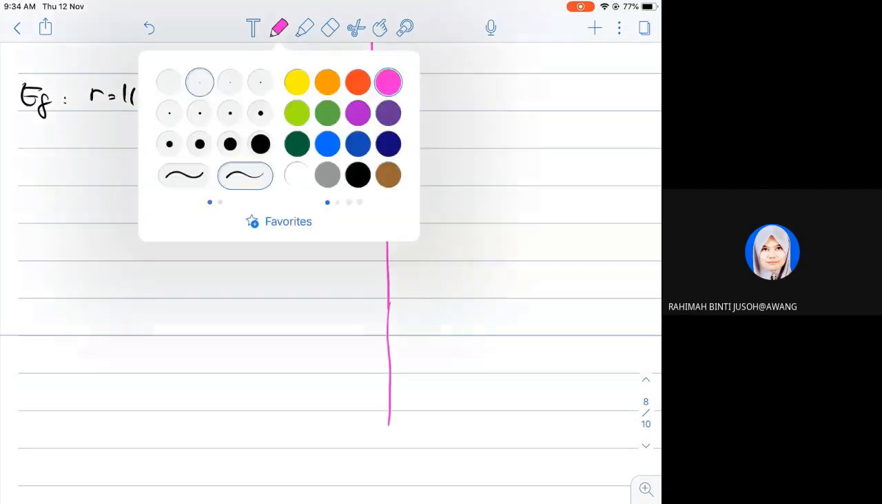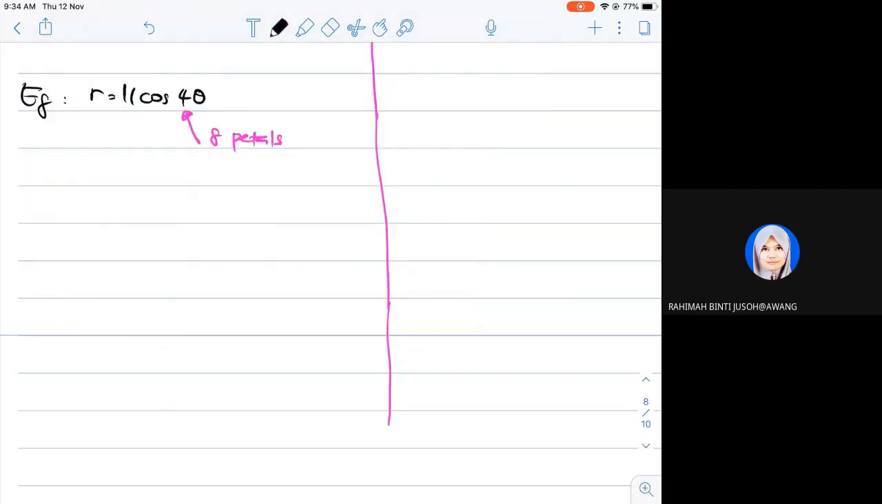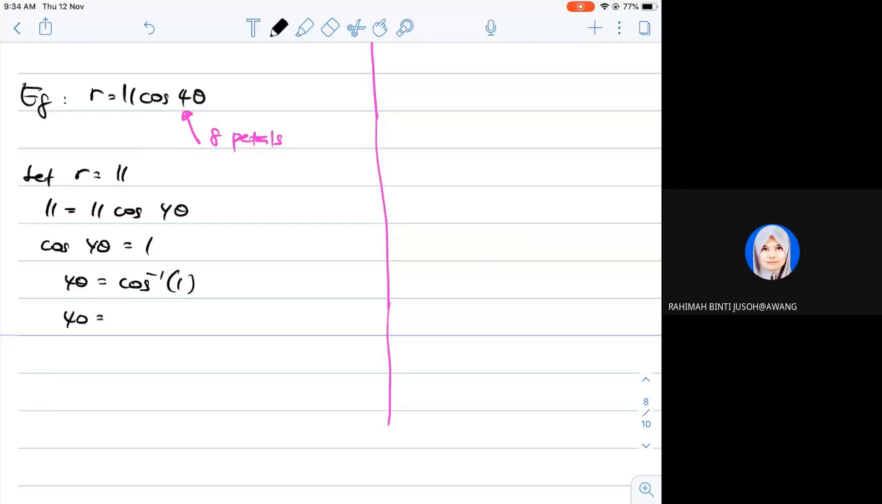All right, now again, we let r equal the length of petals. So let r equal 11. Now we have 11 equals 11 cos 4 theta. So cos 4 theta equals 1. So 4 theta equals inverse cos of 1. If you use your calculator, shift cos 1 is equivalent to? Dapat berapa?